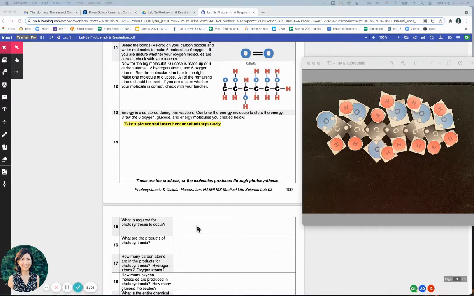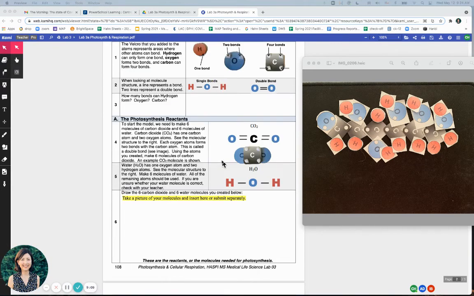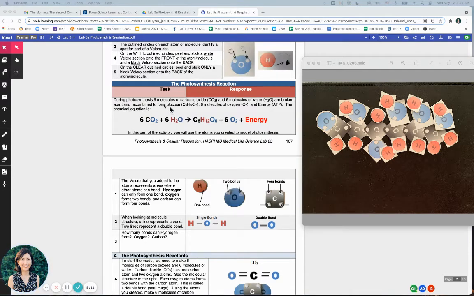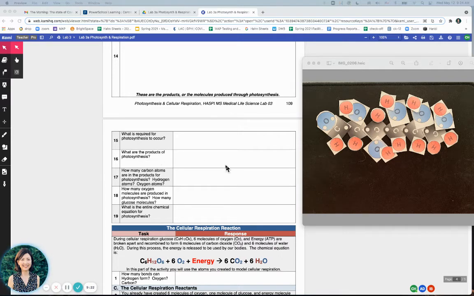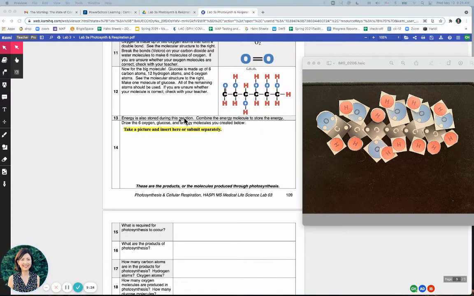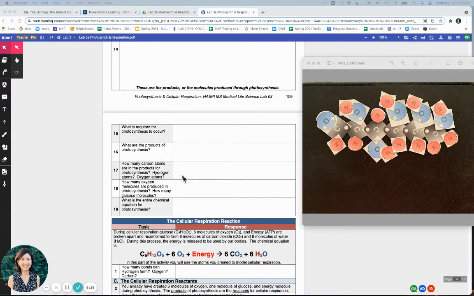what is required for photosynthesis to occur? That's right here. This is what's required: carbon dioxide, water, and actually sunlight. This should be over here. And then what are the products? Okay, so right here you just put the products: oxygen, glucose. And then now it's going to ask you the same questions: how many carbon atoms, how many hydrogen atoms, and how many oxygen atoms. You're just looking at your picture and you're just counting.